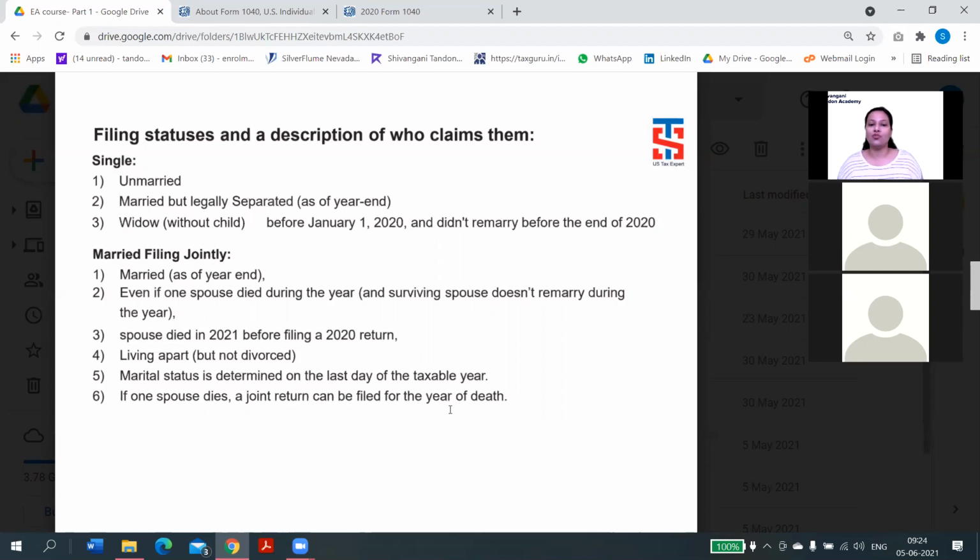If one spouse dies, a joint return can be filed for the year of death. So IRS says during the year, if one spouse is dead, you still get the benefit of filing a joint return, and you will get all the advantages on your tax return. Okay.